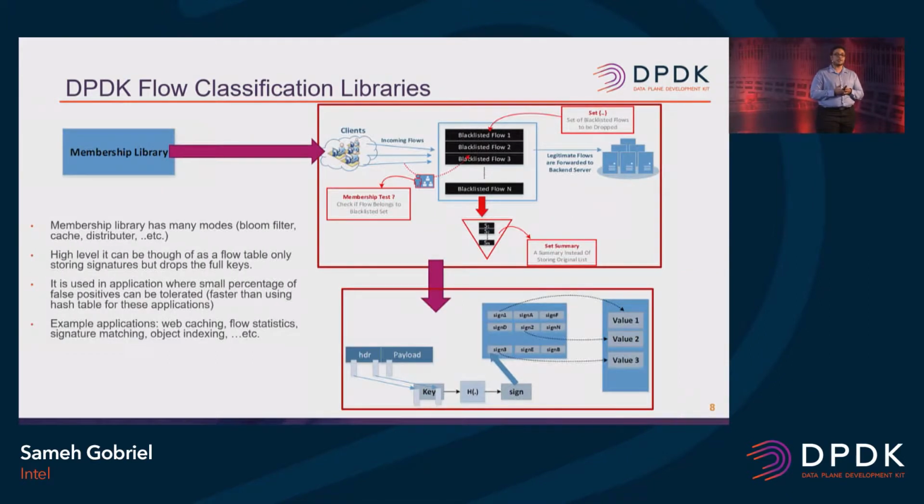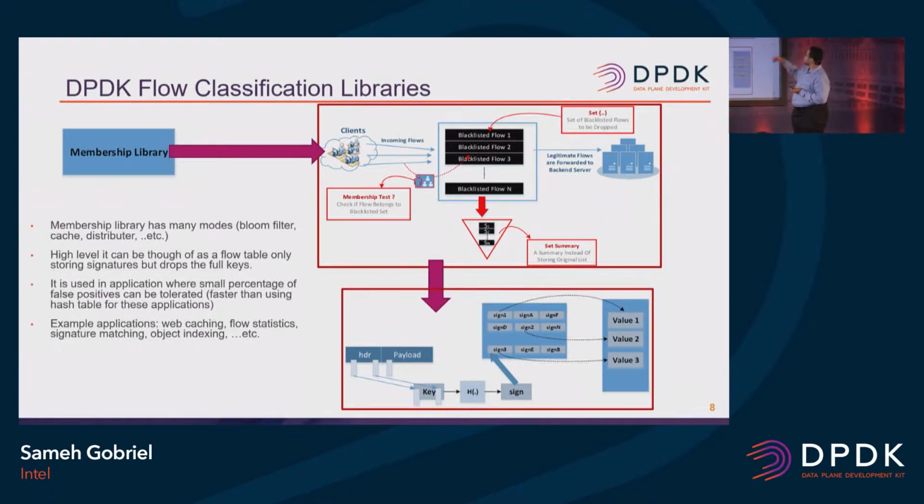Now comes the membership library, and the main difference between this one and the previous one is in the false positives, or you are not 100% sure that you get a match. That's basically because you don't store the full key in the hash table. Before we jump into what you store in the hash table, think about the example in the upper right corner here. So think about this example.